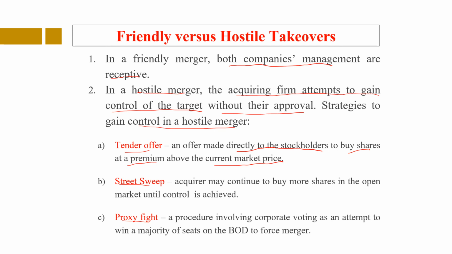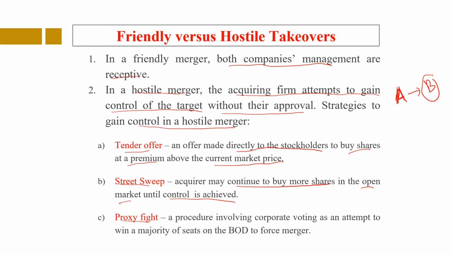And then kalau kita dapat baca here, A acquire B. Maksud dia A ni attempt to gain control of the target without their approval. Maksud dia A ni akan berusaha untuk try dapatkan B. By hook or by crook, dia orang akan dapat gain control of the B. So first, tender offer, and the second one, the acquirer may continue to buy more shares in the open market until control is achieved. So dia akan beli je share banyak-banyak, lagi banyak share yang dia beli untuk company tu, it means they will gain control of the target firm.